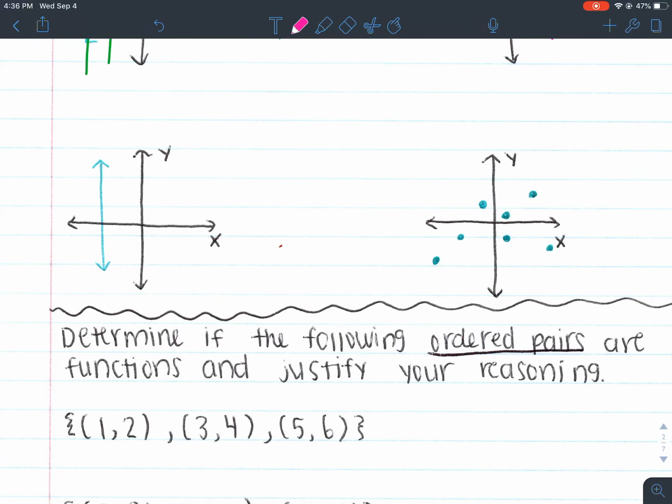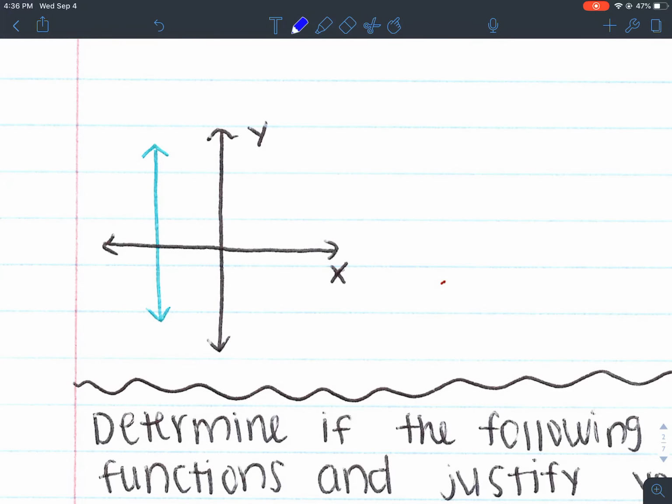All right, moving on. Next, we have one graph that's a vertical line. So let's draw a vertical line. Does it pass? No, it fails really badly. That vertical line goes through literally every single point in your graph. So this fails. So this is not a function. It fails the VLT.